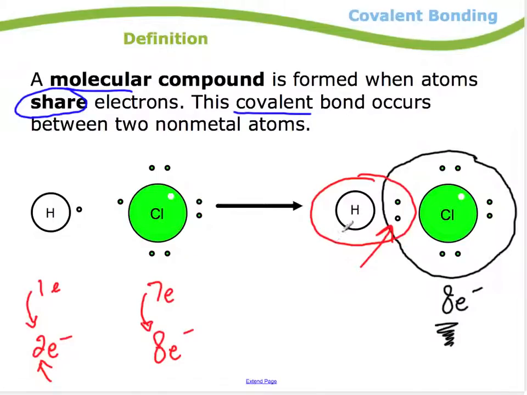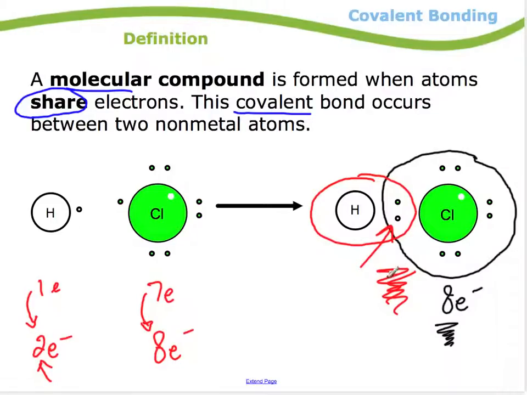So hydrogen is happy. It might not be a total happiness, like it doesn't really have 2 of its own. It has 1 and it's sharing 1. Same thing with chlorine. It's got 7 and it's sharing 1 to make it 8. But at least there's a nice compromise, a nice balance that happens here. And that balance, or that sharing of electrons, is called a covalent bond.